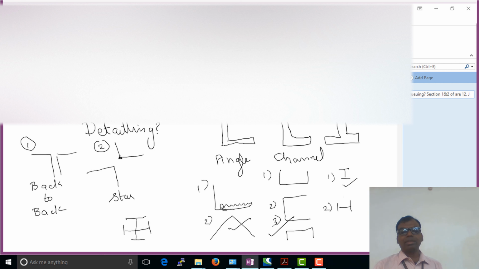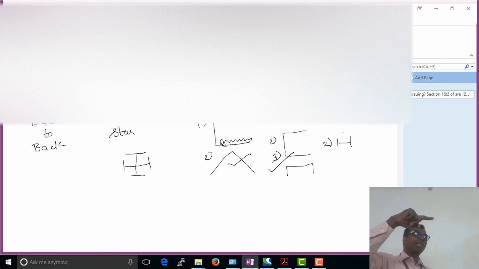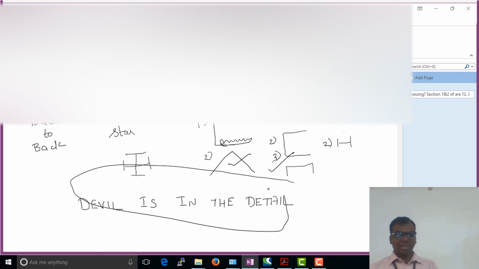So this is what is called detailing. This hole which you drill is a detail which you add. Okay, so in steel you should always remember the devil is in the detail. I will just put it, the devil is in the detail. Now this is not what I have said originally. I don't know who said this first, but this is very true. The devil is in the detail.